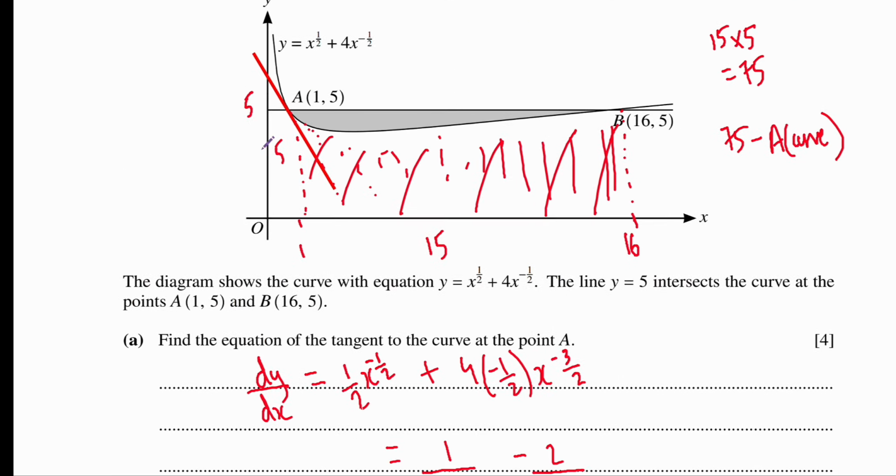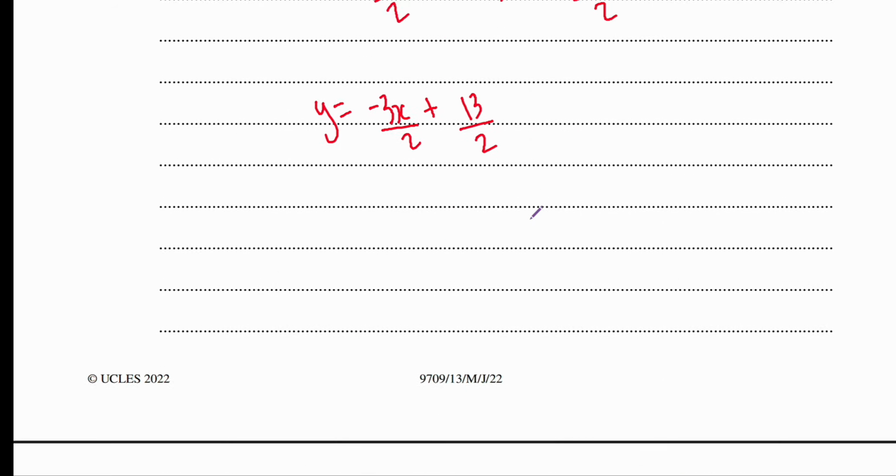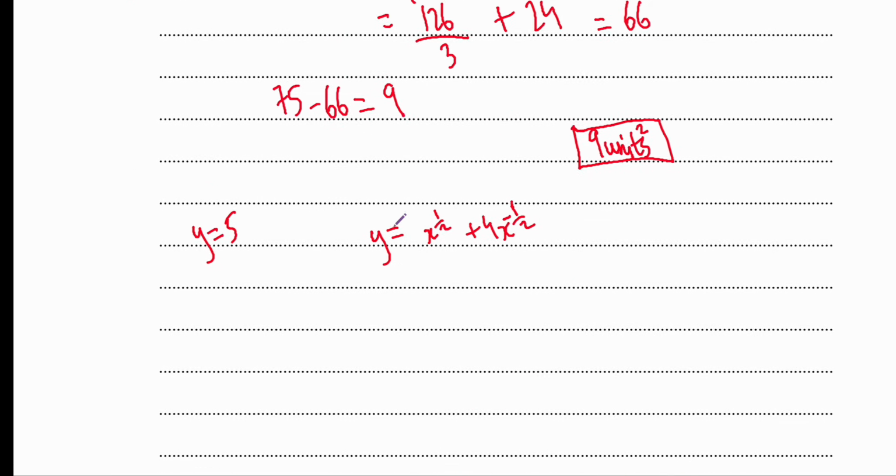And y is equal to 4x to the half, or is it x to the half plus 4x to the negative a half? Plus 4x to the negative a half. That's the other curve, right? Yeah, x to the half plus 4x to the negative a half.